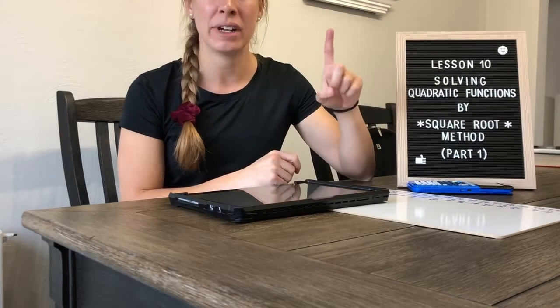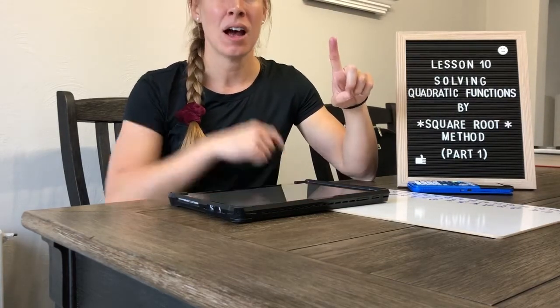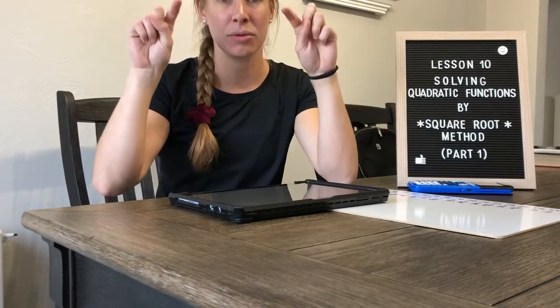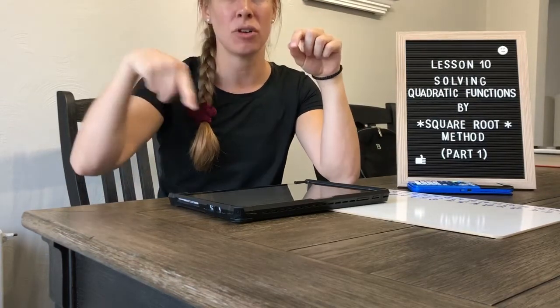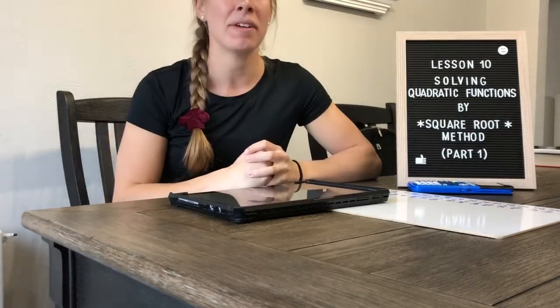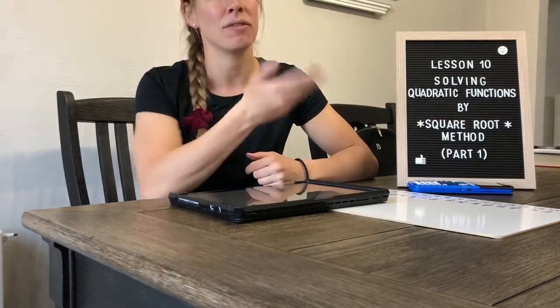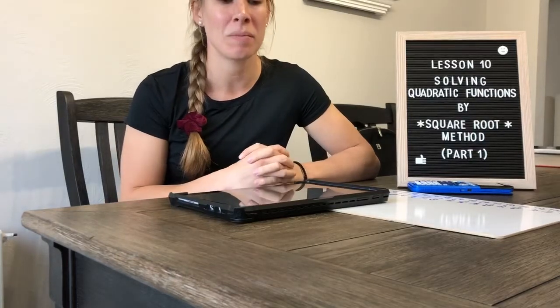The first, just to recap, was by graphing. So wherever your parabola crosses the x-axis, those were your two roots, okay? That would be solving a quadratic function by graphing. The second method was just factoring. So we had that list of 4 steps to follow in order to factor something.